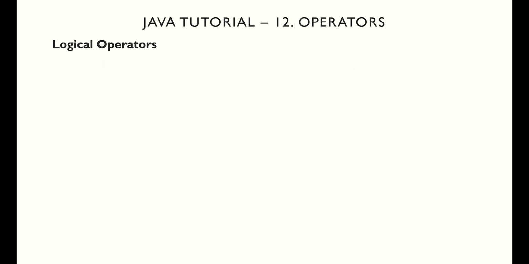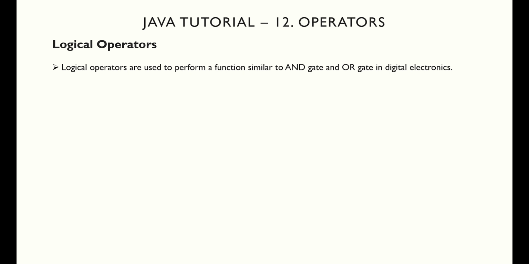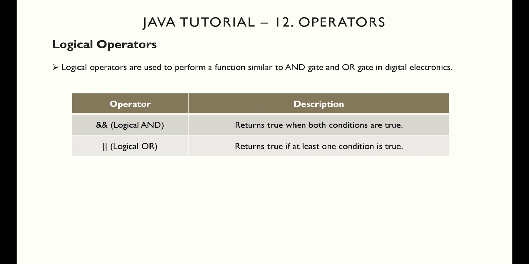Logical operators. Logical operators are used to perform a function similar to AND gate or OR gate in digital electronics. With logical AND operator, the second condition is not evaluated if the first one is false, and with the logical OR operator, if the first condition is true, the second condition is not evaluated. Logical AND operator returns true when both conditions are true. Logical OR operator returns true if at least one condition is true.